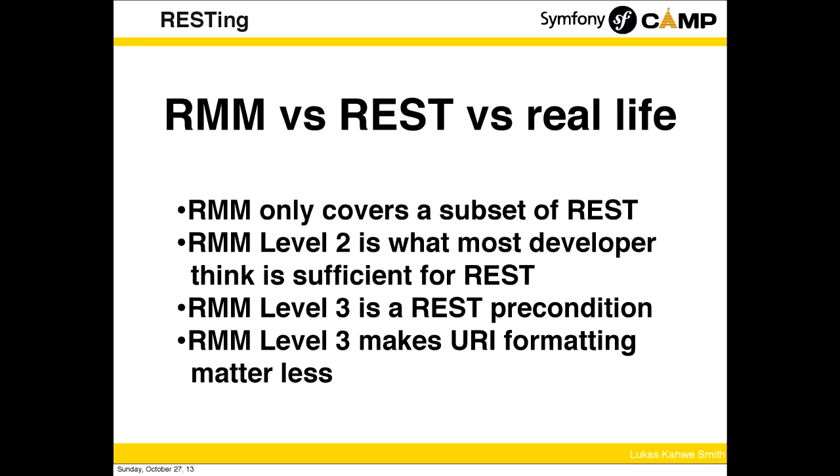Now, briefly to summarize how the REST maturity model relates to REST and the real world. The REST maturity model actually doesn't cover the entire idea of REST. And I will have a few more slides before I can start to show you a little bit about Symfony 2. So that's important to know. The REST maturity model does not explain REST fully. It covers most of the important aspects, but not everything.